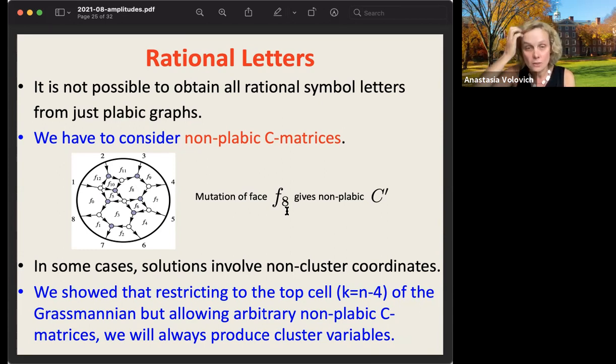Once we start doing this, and by we I mean the students and postdocs, in some cases solutions start involving non-cluster coordinates. That was another thing that was puzzling. We started thinking about which graphs to start with. One thing we showed is that restricting to the top cell, setting k equals n minus 4, but allowing arbitrary non-Plabic C matrices would always produce cluster variables. That's one statement we proved.